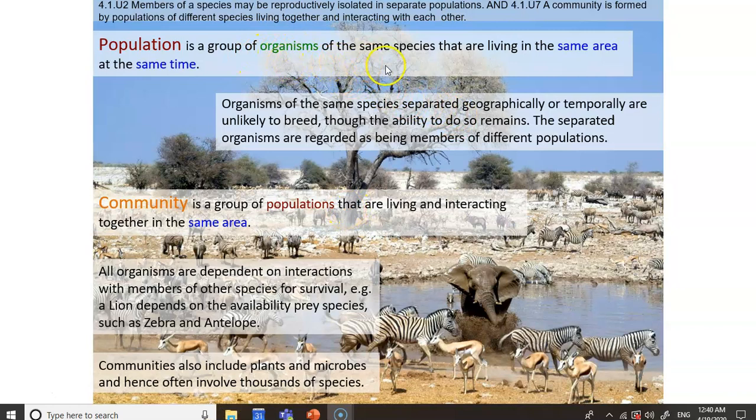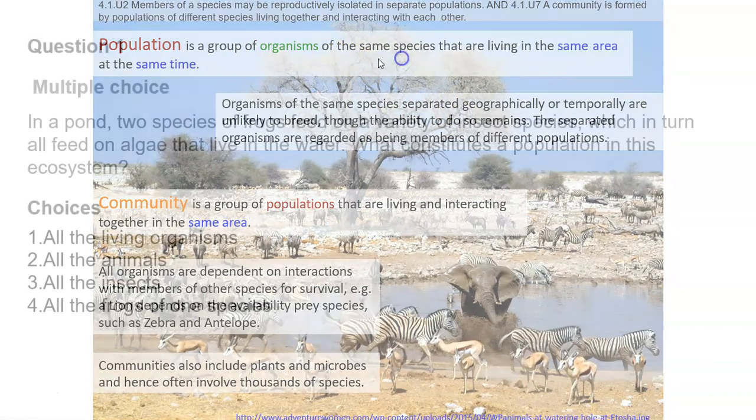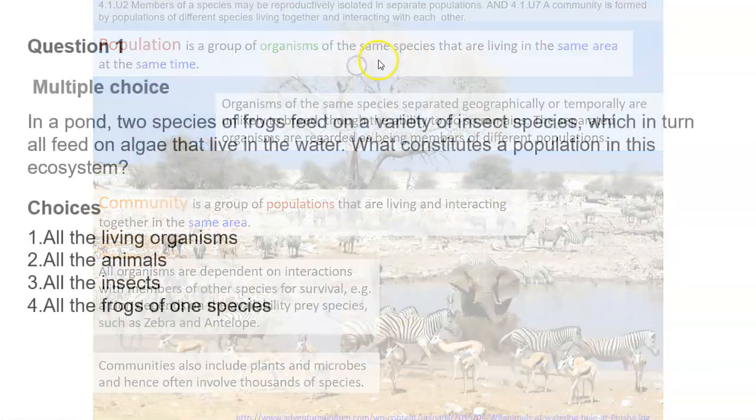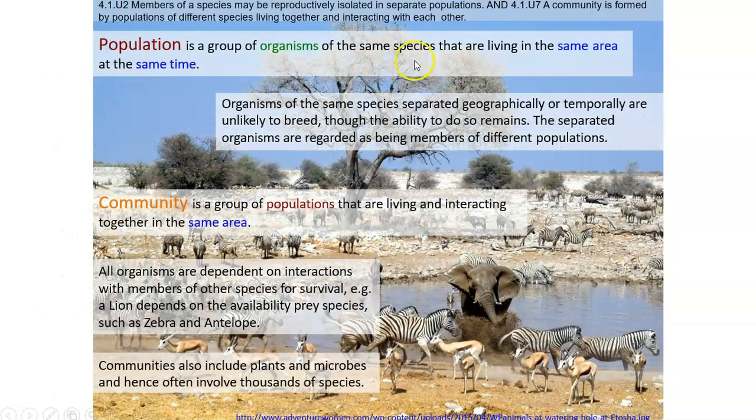Population is a group of organisms of the same species, living in the same area at the same time. Okay, so same area at the same time. This means that if there are some organisms of the same species which make up a population, but they are geographically separated or temporarily separated and are not likely to breed together, in this case, they may create separate populations.